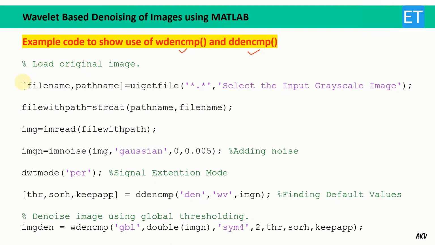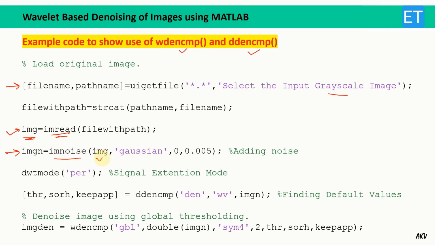And now let's see the example code which will use this wdencmp and ddencmp. So first, when this line is executed, uigetfile, a system dialog box will appear to choose your grayscale image. You can select your image. Then your image will be read by this imread function. So the whole image pixel values will be accommodated by this img variable. This is a noiseless image, the original image. So first I am adding some noise to this image to make it noisy. So the imnoise function is executed.